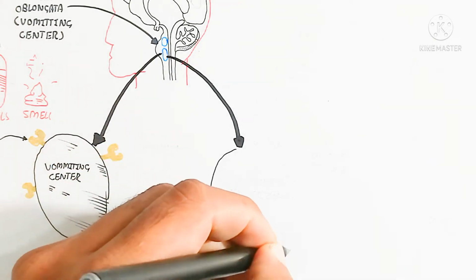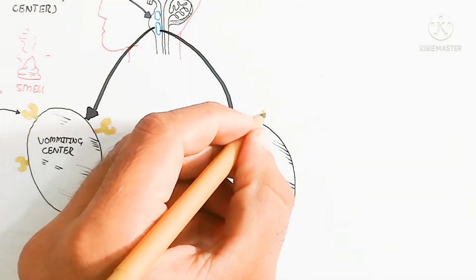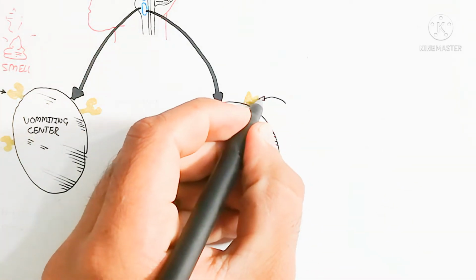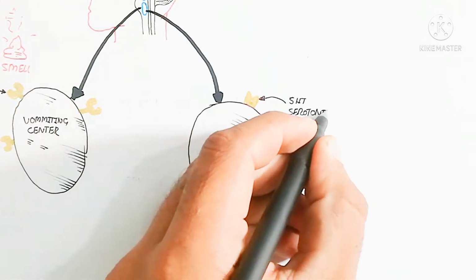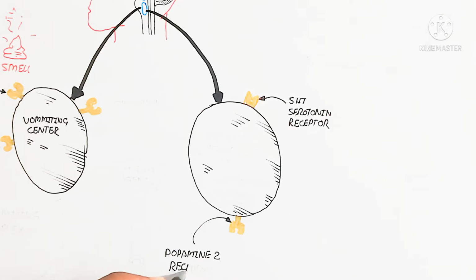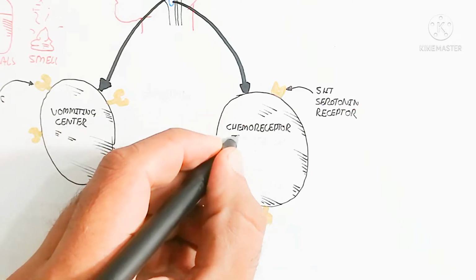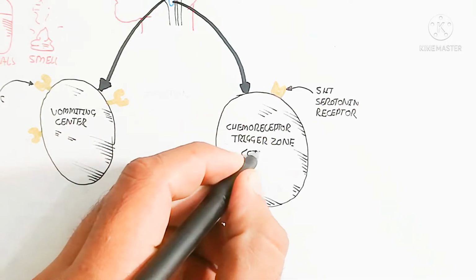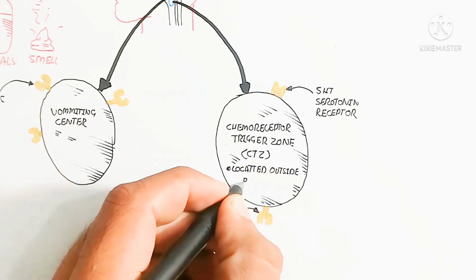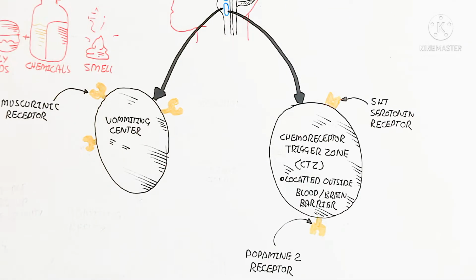Here you can see the chemoreceptor trigger zone is also present. It is known as the CTZ for short, and it is located outside the blood-brain barrier. It means the blood contains many toxins, but they do not lead to vomiting because of the blood-brain barrier, and the brain cannot sense carbon dioxide or other things like nitrogen. So the blood contains many things which can be spoiled and could create vomiting, but it does not. Why? Because of the blood-brain barrier.